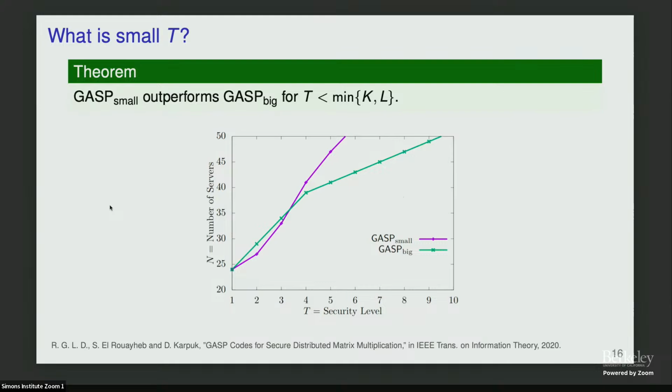Of course, this is just an example, but you can make these curves be as far apart as you want. But the point is that GASP small will do better in the beginning. That's why it's called small. It's for small t. And then at some moment, GASP big will do much better.